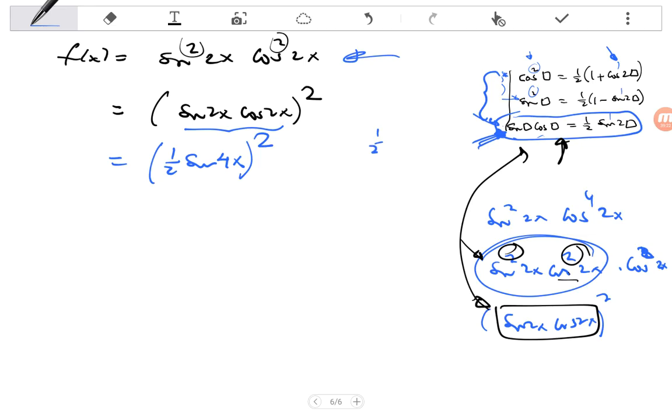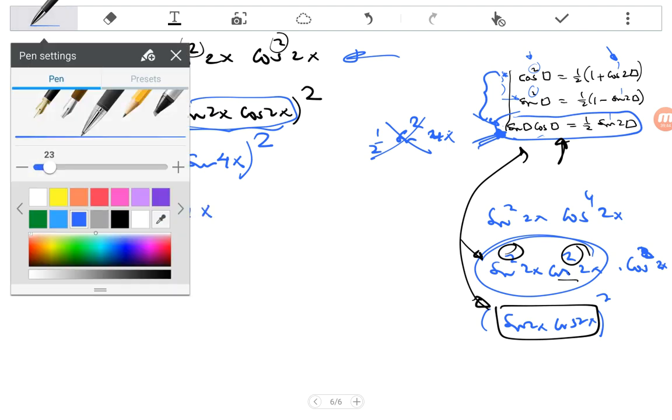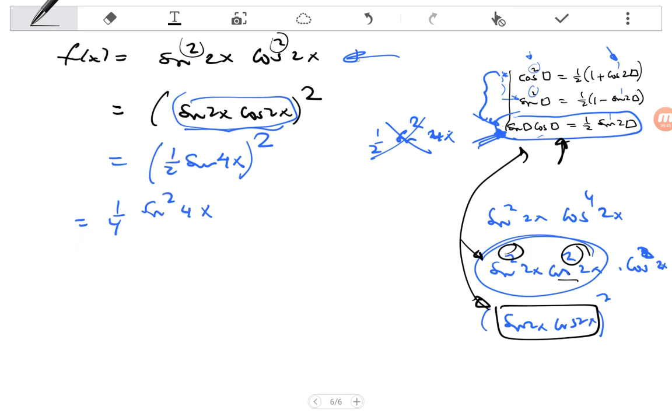Now this is all squared, including the half. Why? Because many students just write it like this. No. The half is also squared. It is just inside the bracket. So that will be 1/4 of sine squared 4x. Now, as you see here, we have managed to reduce the power from the 4th degree to a 2nd degree expression.